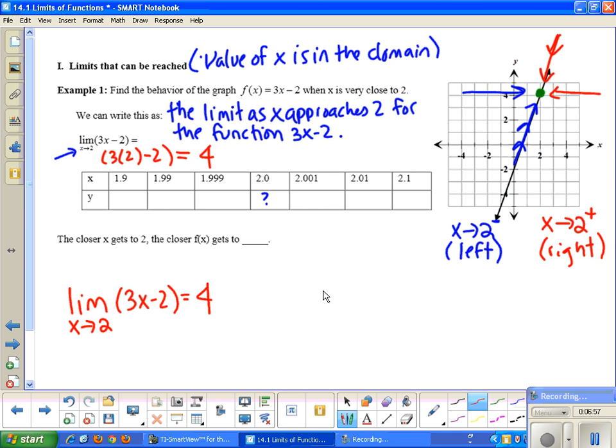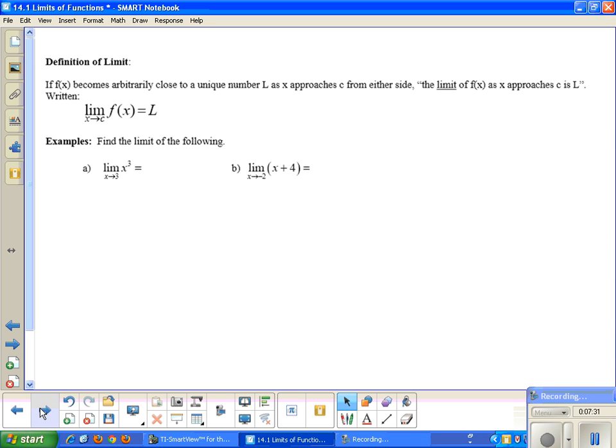So this one was 3.7, 3.97, 3.997. Here we had 4.003, 4.03, and 4.3. So the closer x gets to 2, the closer the function gets to the value of 4. And again, for something like this, it's easy because we didn't have to do all that work. We can just plug 2 into our equation and solve. But what happens when it's not defined at the value is what we're going to be looking at in a little bit.